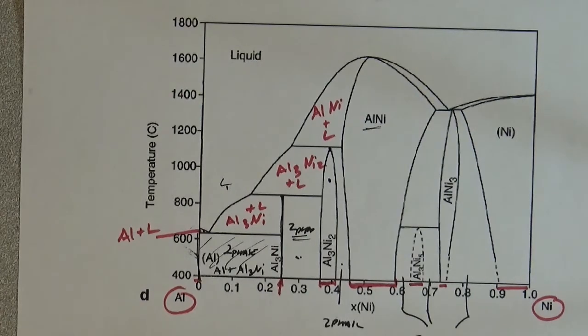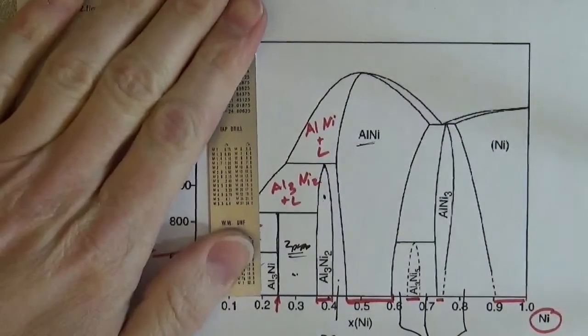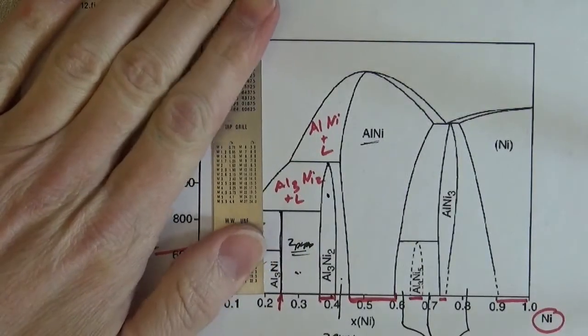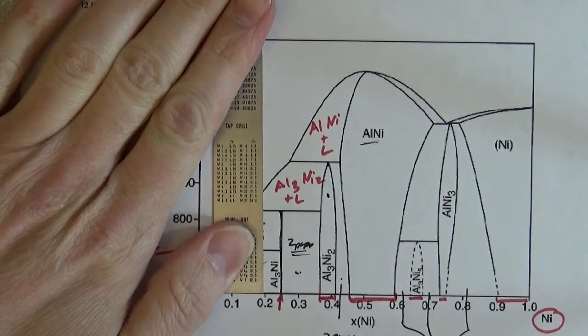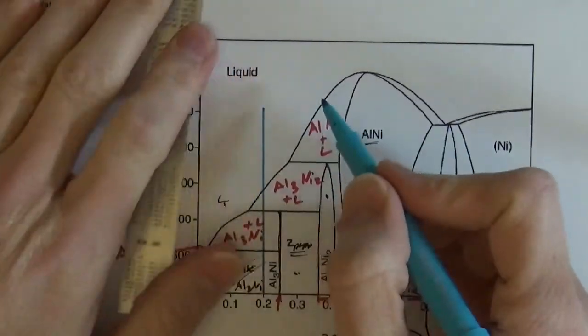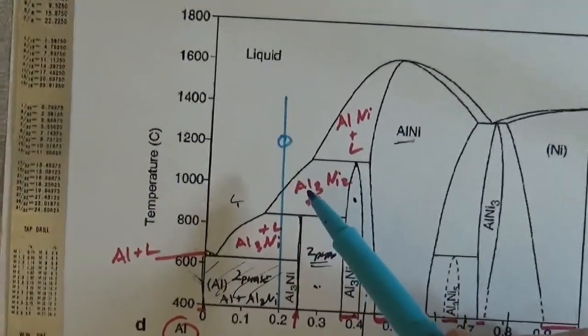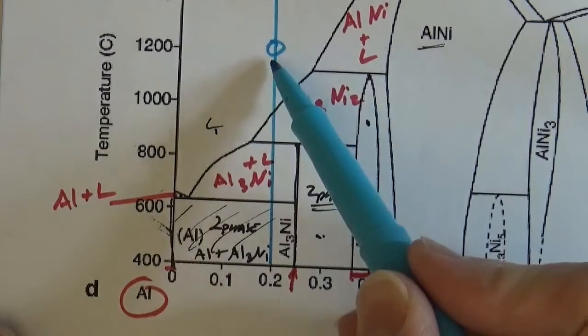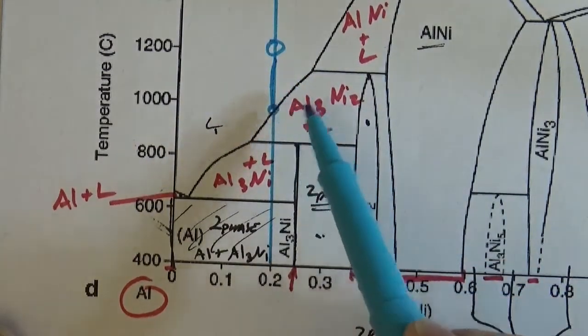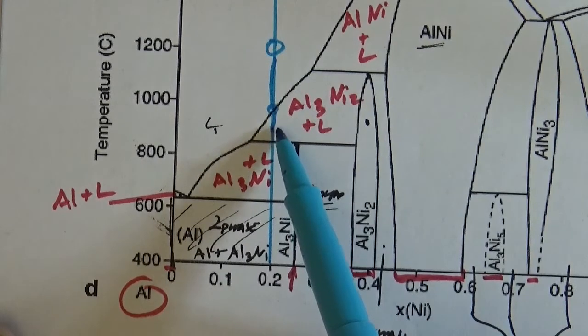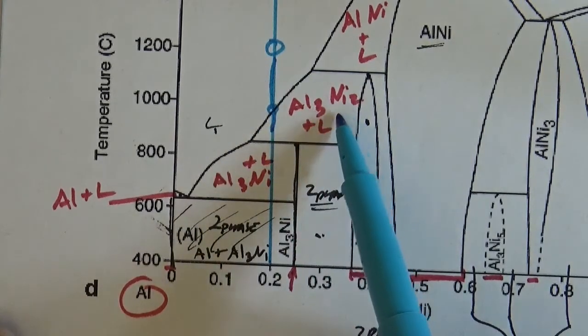And when we talk about phase transformations, we talk about what's present. We'll start, say, here, and if we start in liquid, we come down, let me zoom in again, we come in, we cross that liquidus, and now we have Al3Ni2 plus liquid.